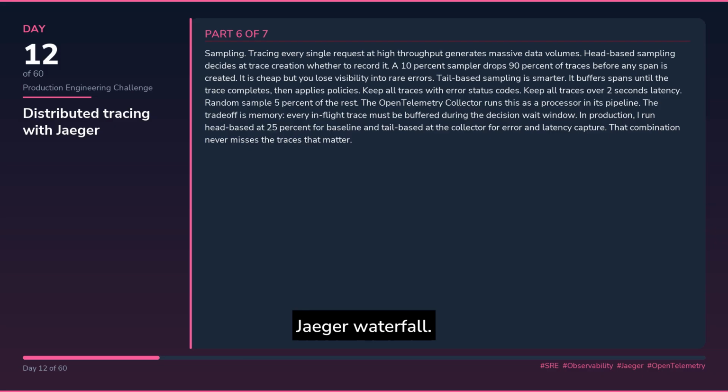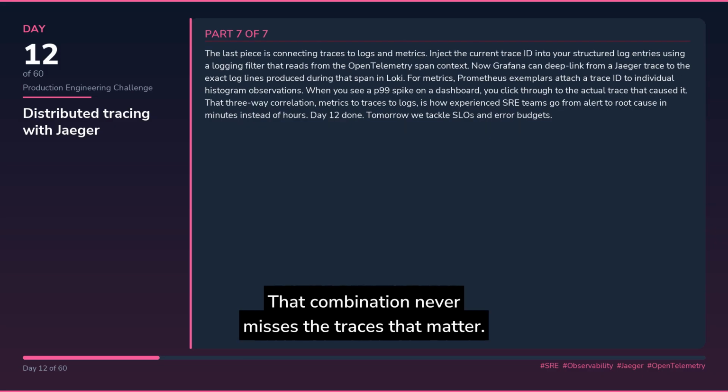The last piece is connecting traces to logs and metrics. Inject the current trace ID into your structured log entries using a logging filter that reads from the OpenTelemetry span context. Now Grafana can deep link from a Jaeger trace to the exact log lines produced during that span in Loki. For metrics, Prometheus exemplars attach a trace ID to individual histogram observations. When you see a P99 spike on a dashboard, you click through to the actual trace that caused it. That three-way correlation, metrics to traces to logs, is how experienced SRE teams go from alert to root cause in minutes instead of hours.